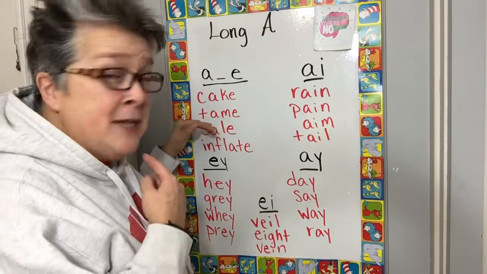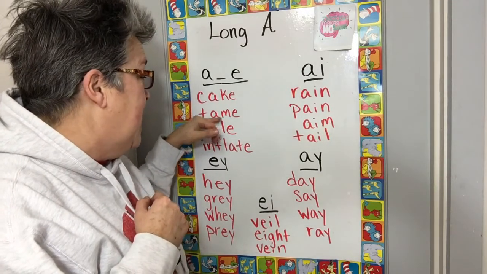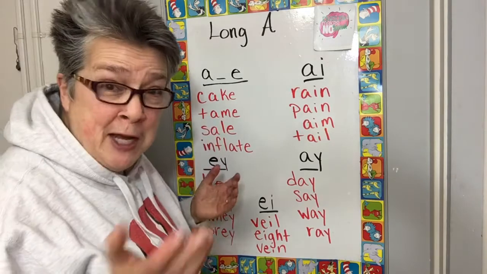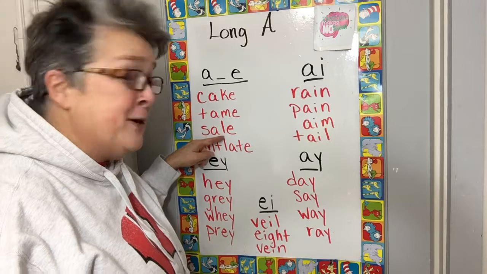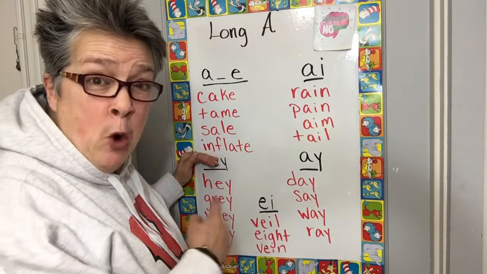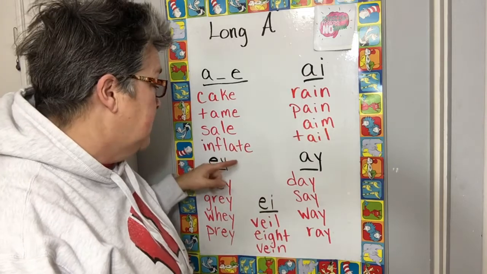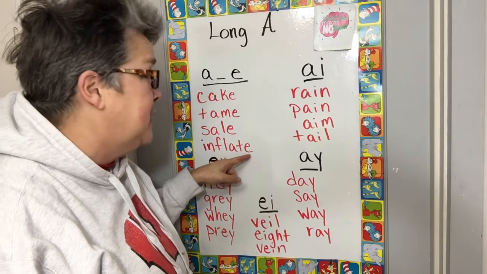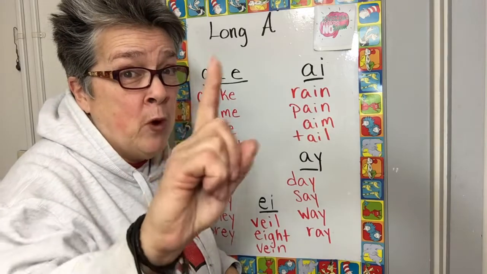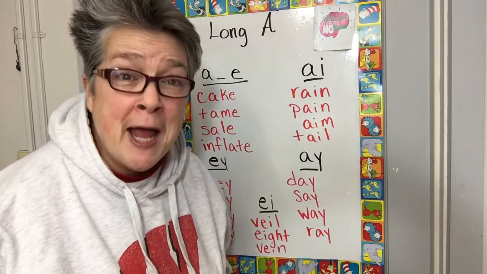Tame. See here the A? T-A-M-E. Here's the M. That's a consonant. A-E. You get it. Sail. Here's the consonant L. Then we have inflate. Oh yeah, it can be bigger words. Here it is again. A consonant E. Perfect. There you go. A consonant E is one way to make the long A sound.